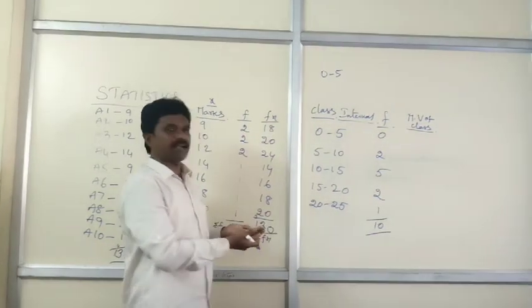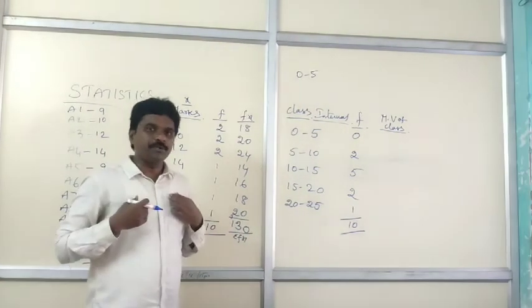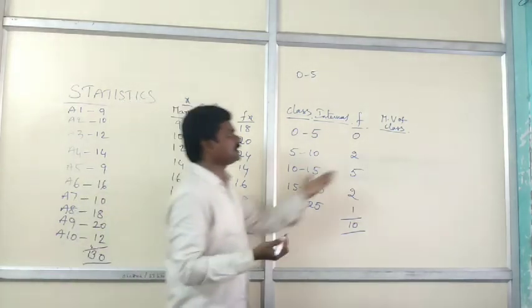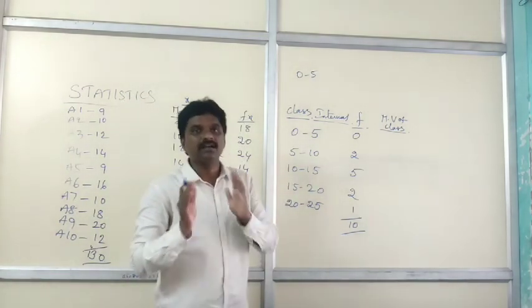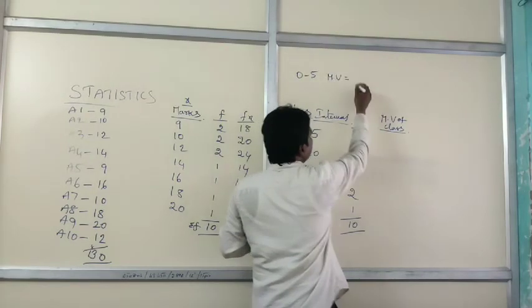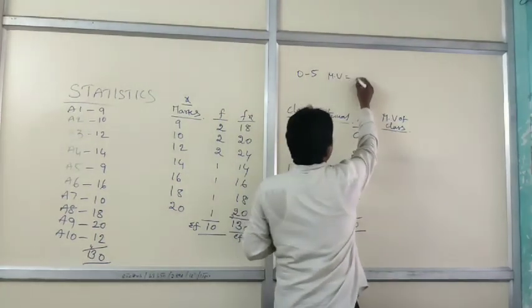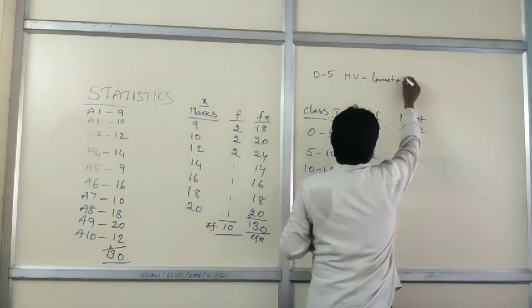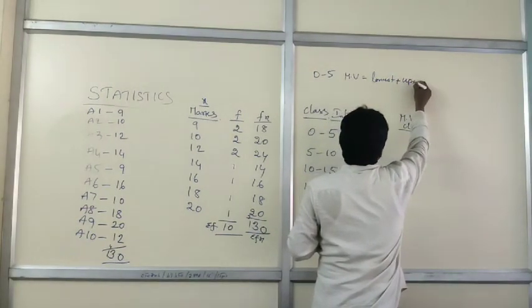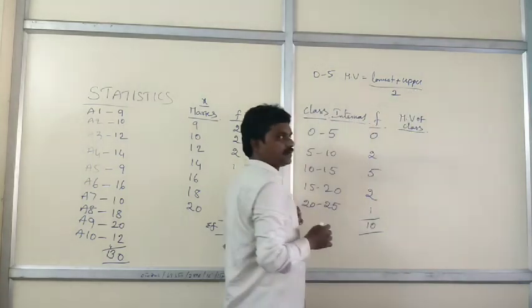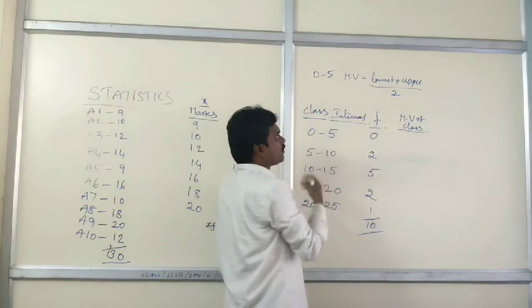Now we do not know what the average mark is. So what we do is we maintain an average mark. So how is the mid value of the class calculated? Observe very clearly. The mid value is calculated by this formula: lower boundary plus upper boundary, divided by 2. Lower boundary plus upper boundary divided by 2.